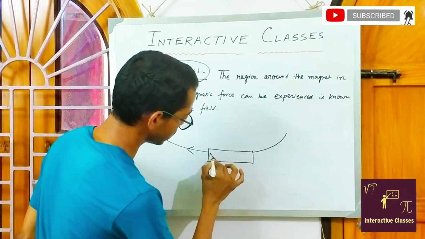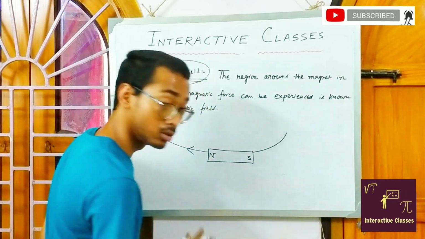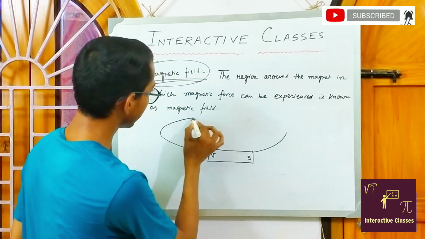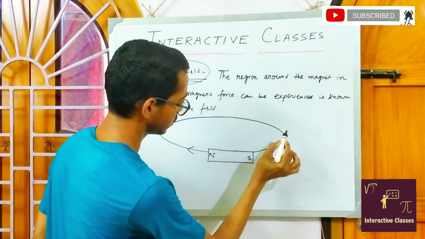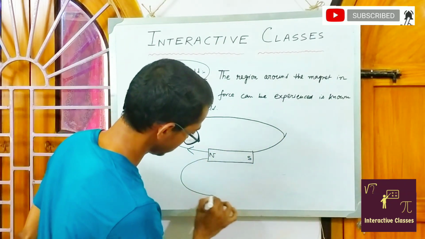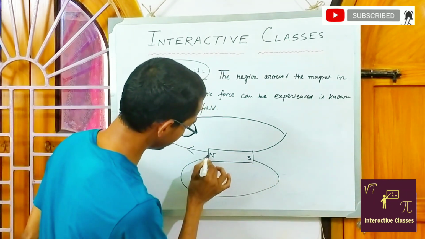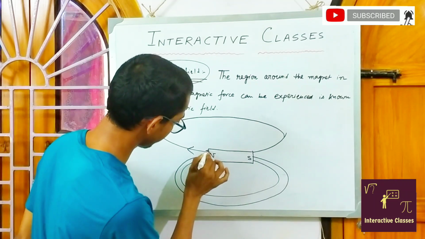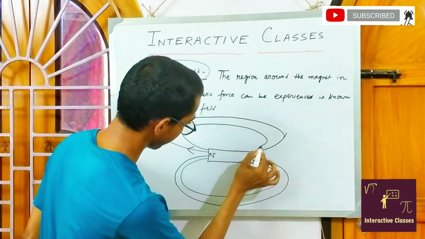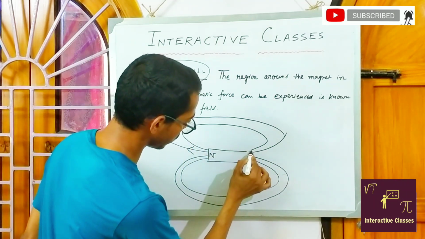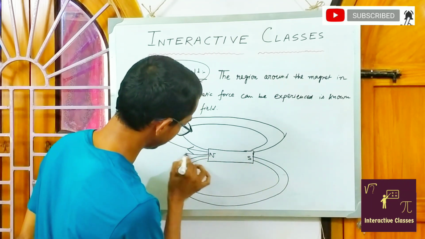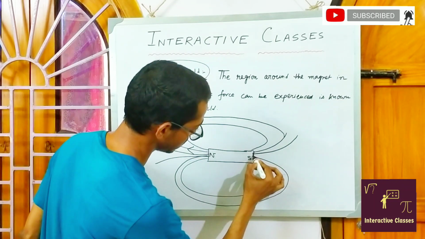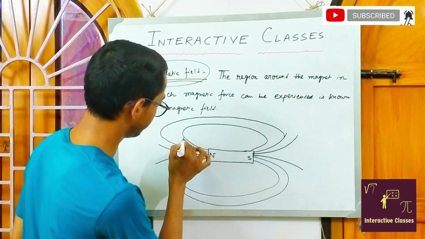Suppose this is a magnet, north and south. So to represent the magnetic field around it, we use this kind of representation. Okay, I am coming to the point. Fine.